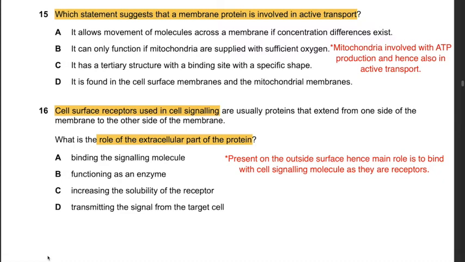Now, in active transport, mitochondria is involved, as mitochondria releases energy in the form of ATP. Therefore, mitochondria should also be involved in active transport. And the only statement that involves the function of mitochondria is statement B. Therefore, the answer should be B. It can only function if mitochondria are supplied with sufficient oxygen, as without oxygen the mitochondria is unable to supply ATP. Therefore, it cannot provide energy for active transport. Hence, the answer is B.